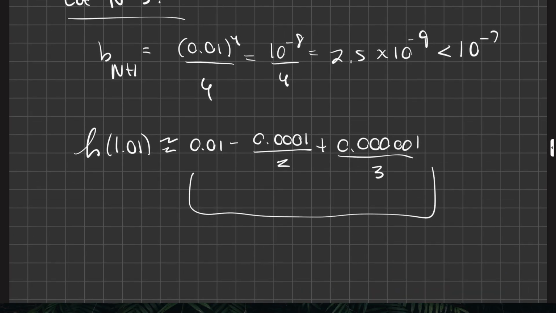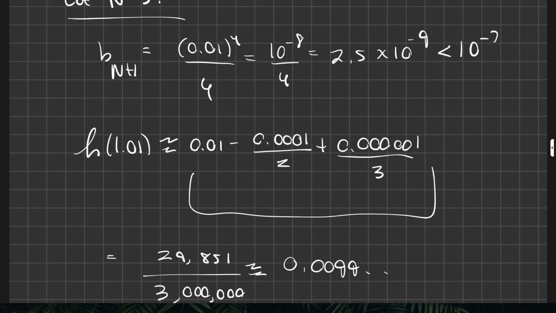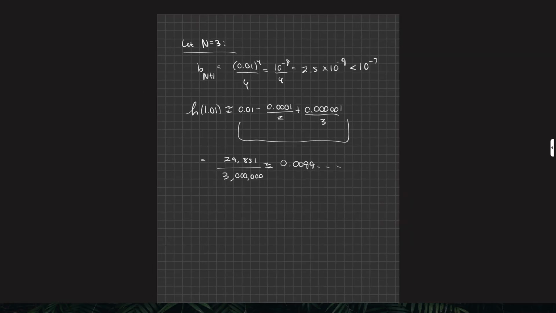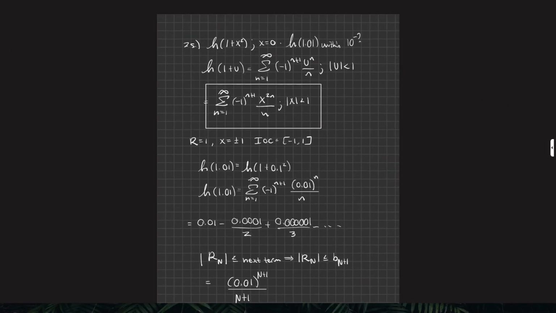If you plug this into a calculator, I don't know if I plug this into the calculator right, but you'd get like 29,851 over 3 million, which is approximately like 0.0099 and like a bunch of other numbers. The number part isn't really the important part. Just make sure that you know to find the power series for that function. And then as far as estimating goes, you just want to use the alternating remainder theorem, at least in this case, because we have an alternating series.